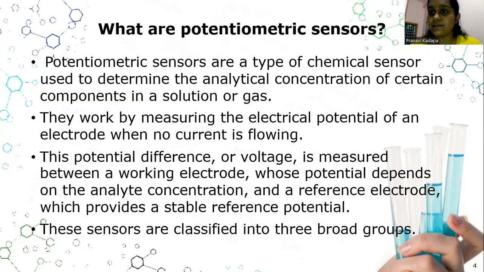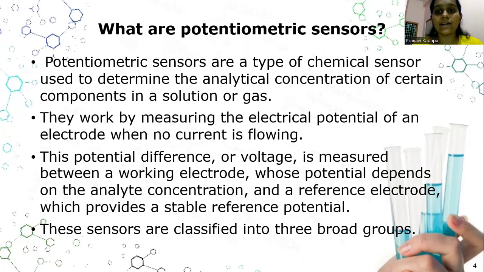What are potentiometric sensors? Potentiometric sensors are a type of chemical sensor used to determine the analytical concentration of components in a solution or gas. To put it in an easy way, potentiometric sensors are used to know the potential difference between two electrodes. When we dip those two electrodes in the titrate or any solution, we get to know the potential difference created between them. For that we use potentiometric sensors.